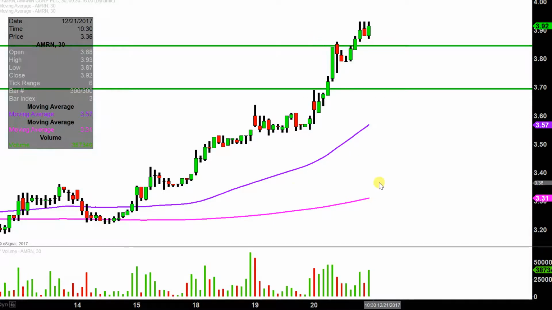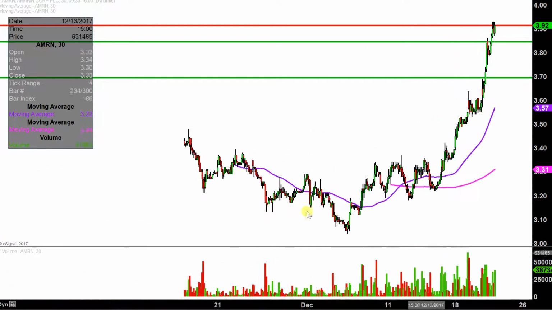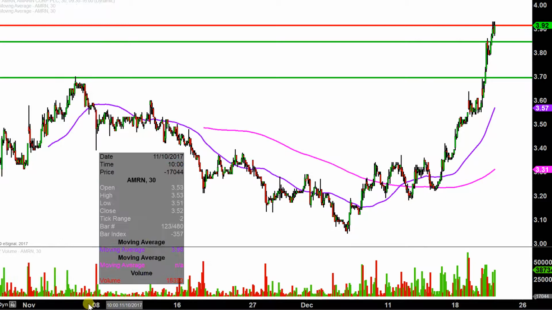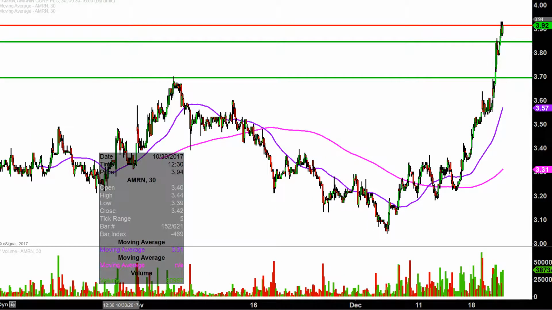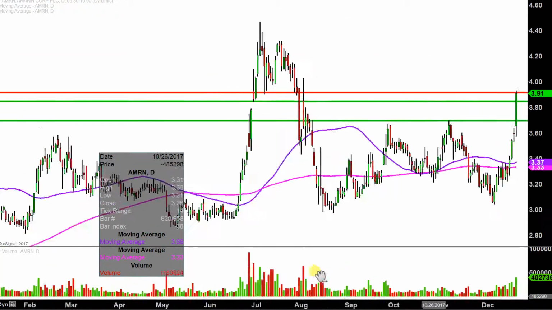What about future areas of potential resistance? For this, I'm going to have to scrunch up the chart here, maybe even go to another time frame. This is all a good problem to have. It just shows that the price has not been up this high for a long time. So let's go to the daily time frame here. All right, there we go.